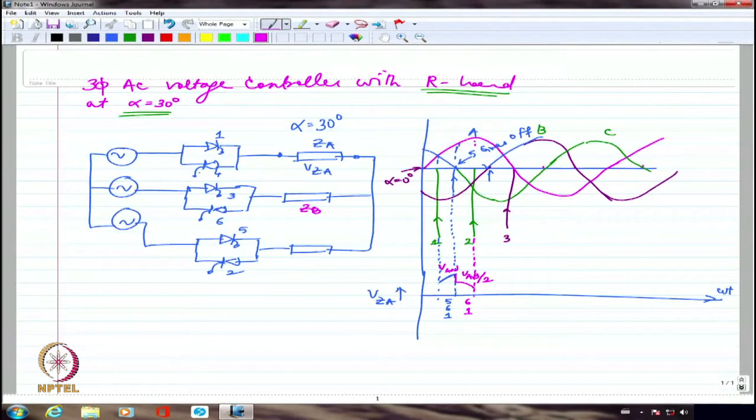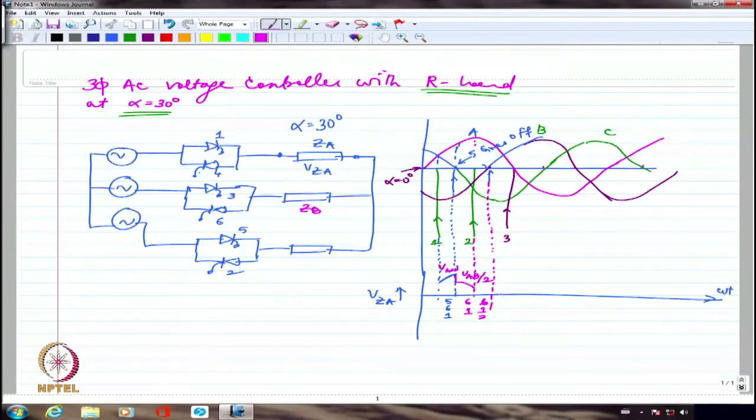Then again, when I fire 2, I'm going to have, until this point, the voltage of B going in the positive direction. 6 will continue to conduct. 6 will not go off. So I will have 6, 1, 2 conducting here.